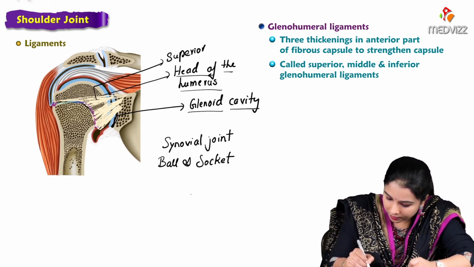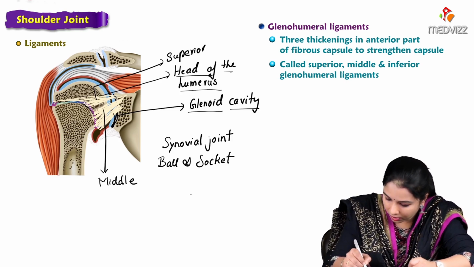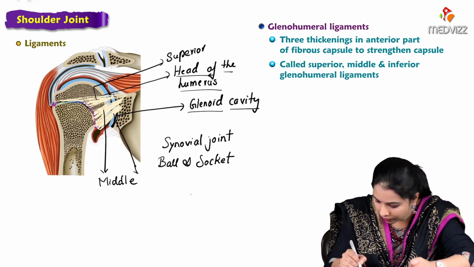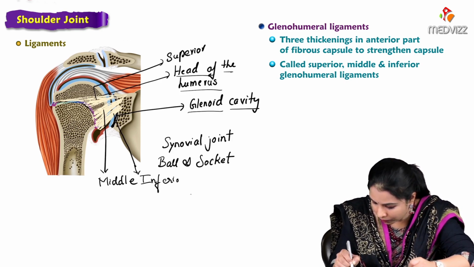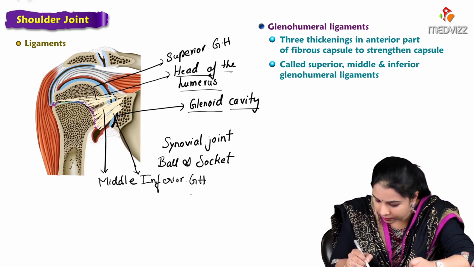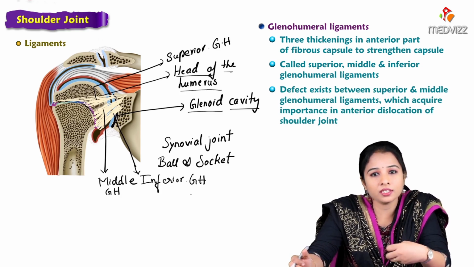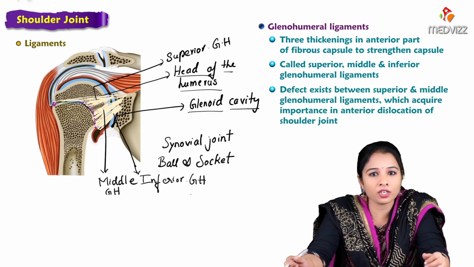Superior, this is the middle glenohumeral, and this is the inferior. So I am writing glenohumeral as GH. So defects, if we see these glenohumeral ligaments, they are not continuous.